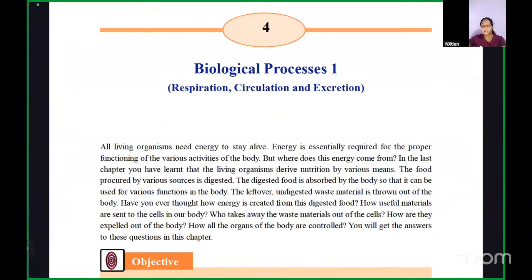Lesson 4, Biological Processes 1. This chapter mainly talks about three types of functions of our body: respiration, circulation, and excretion. All three of them are discussed in detail. We are going to see how respiration takes place, how circulation happens, and how excretion happens in our body, and what organs are responsible for all these processes.